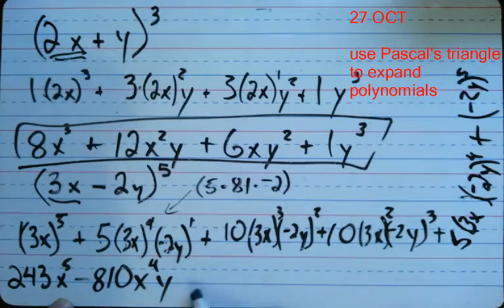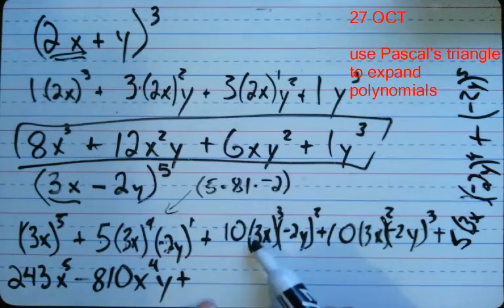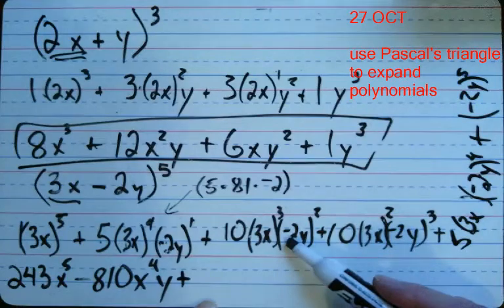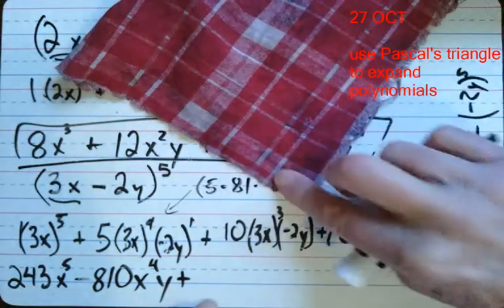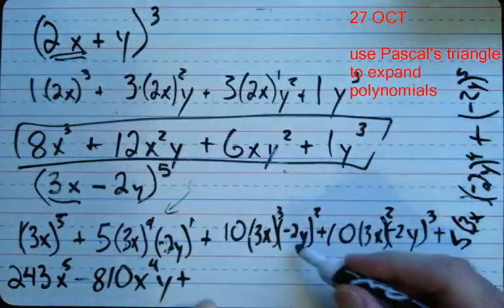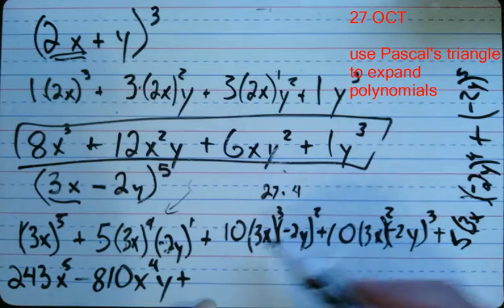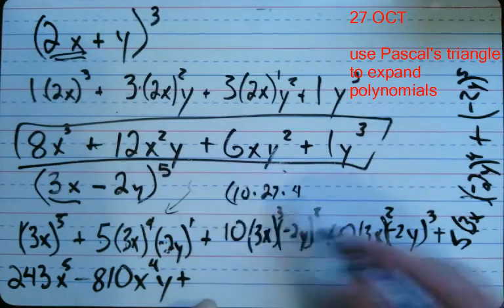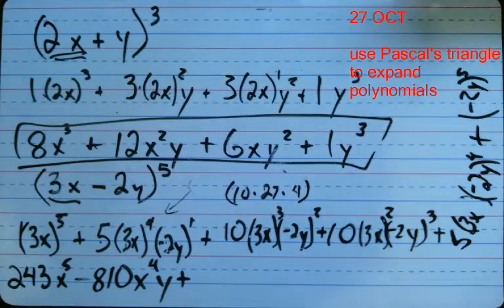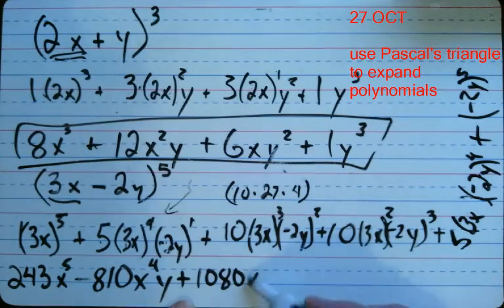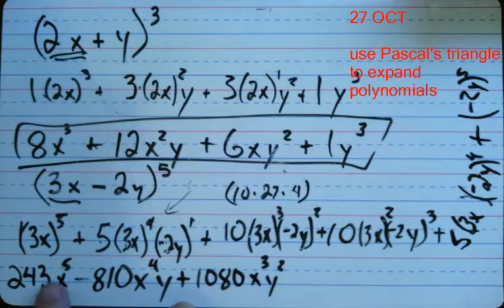Okay, so it's x^5, x^4. The next one has to be 10 times 3 to the third times negative 2 squared. Now you know negative 2 squared, negative 2 times negative 2 would be positive 4. So this number right here is positive 4. This number is 3 to the third, that's 27. This number is 10. Woohoo! So when I multiply all this out, 4 times 27 times 10, I get 1,080. And then it's x^3, y^2, because that's what always happens, right? X to the fifth, fourth, third, it has to go down.